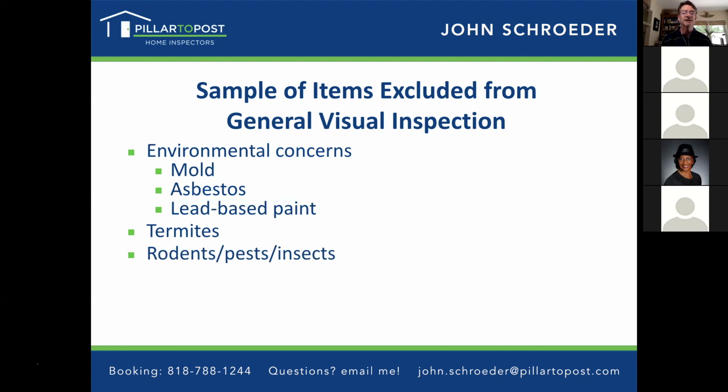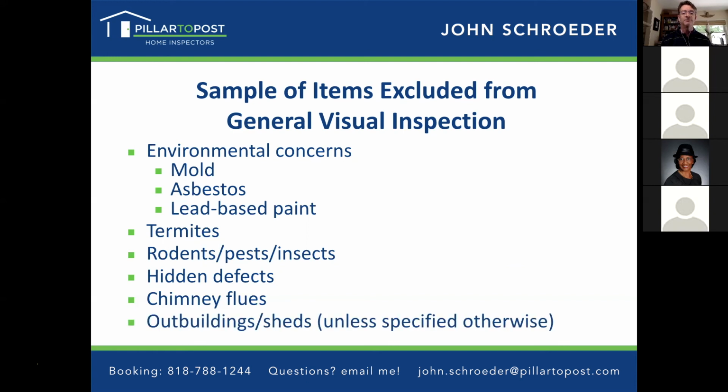Rodents, pests, and insects, I'll note if I see evidence of that, but it's not really part of the general visual inspection. Hidden defects, of course, like I mentioned earlier, inspectors can't see into walls. Chimney flues, that requires a special device in order to inspect that, so that's usually a separate inspection. Also excluded are outbuildings and sheds, those types of things, unless specified otherwise.